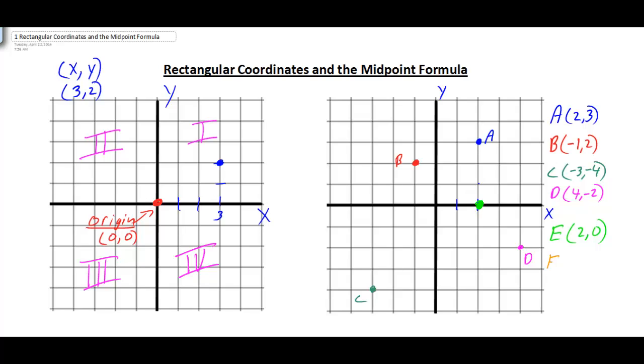And if we have another point F, let's say that it is 0, -3, then that means our x is 0, so we're not going to go left or right. We're simply going to go down 3 units on the y, and there our point will be on the y-axis.